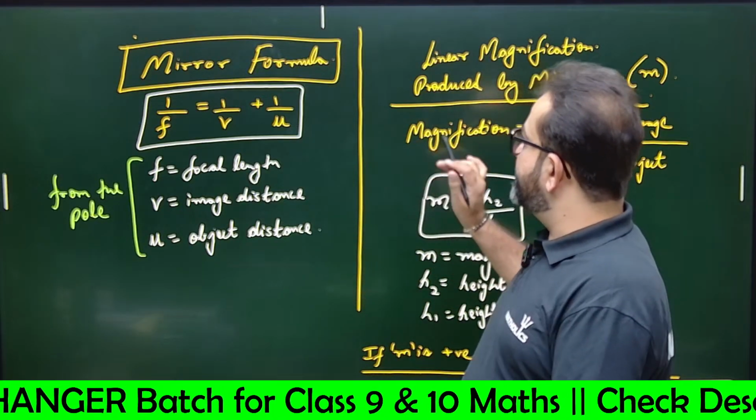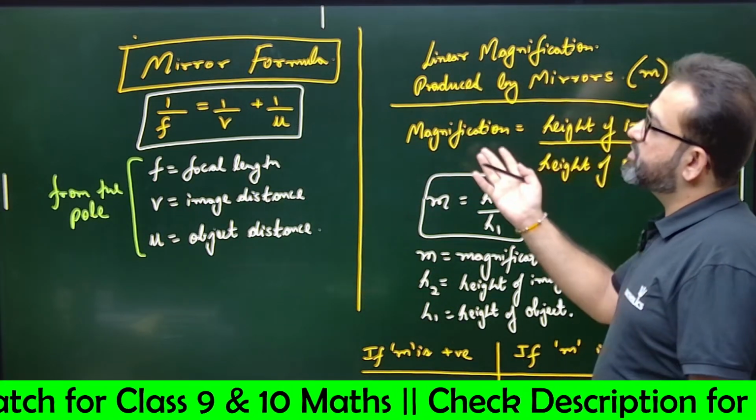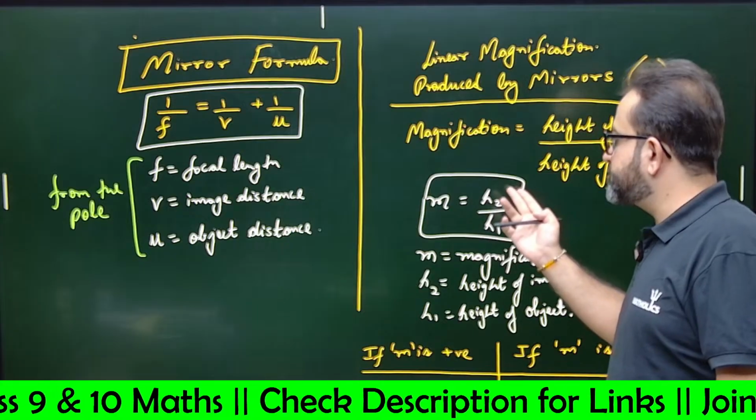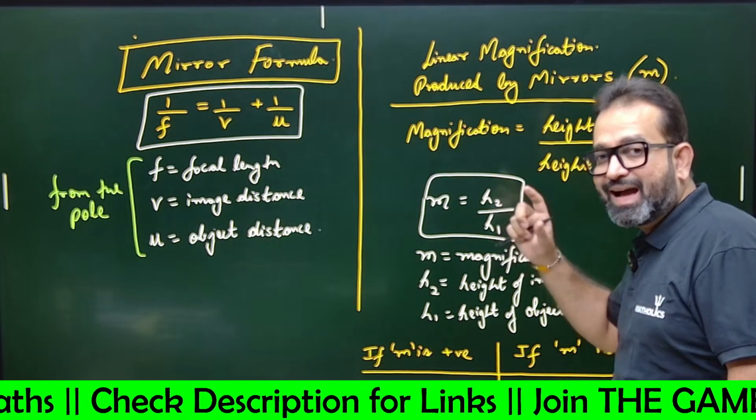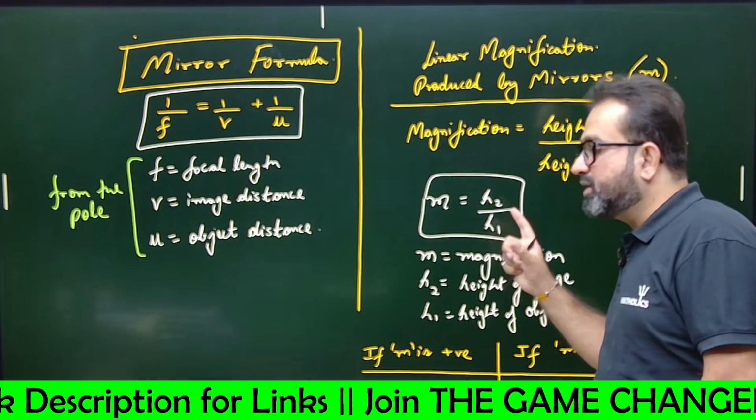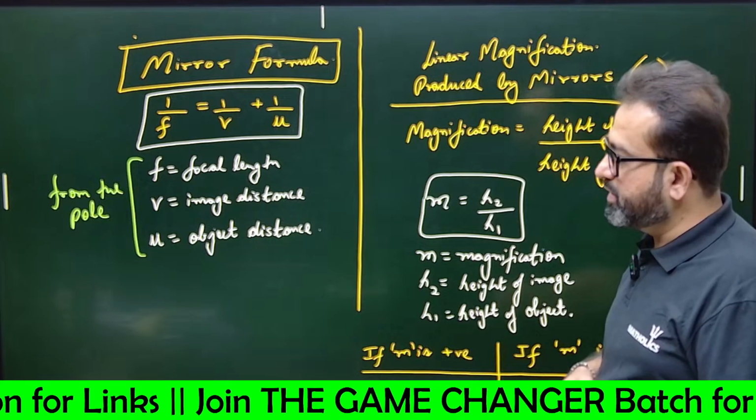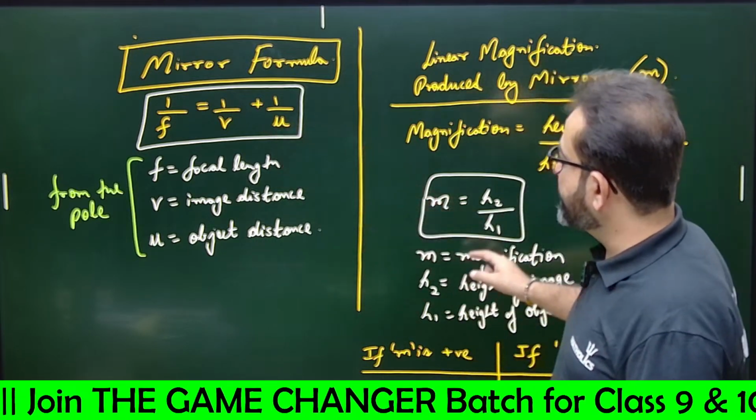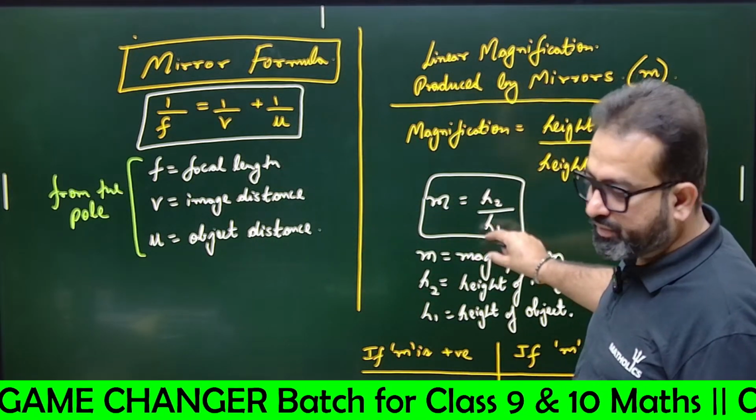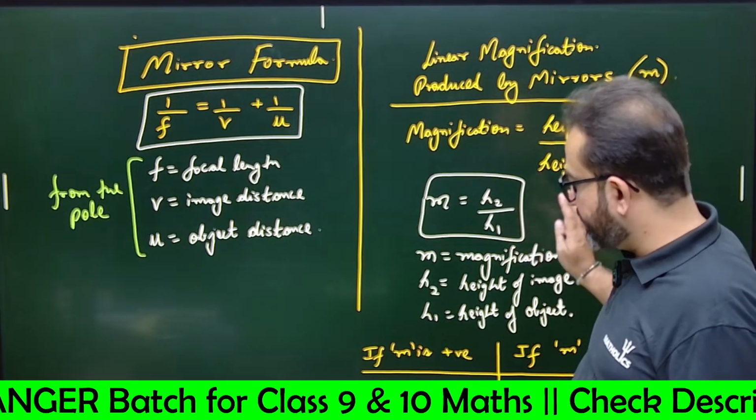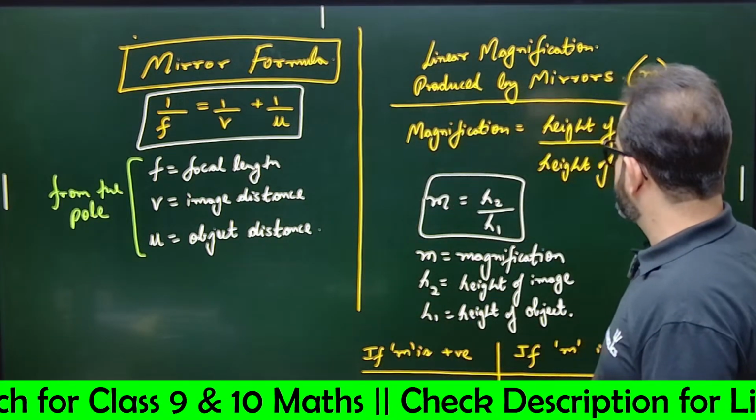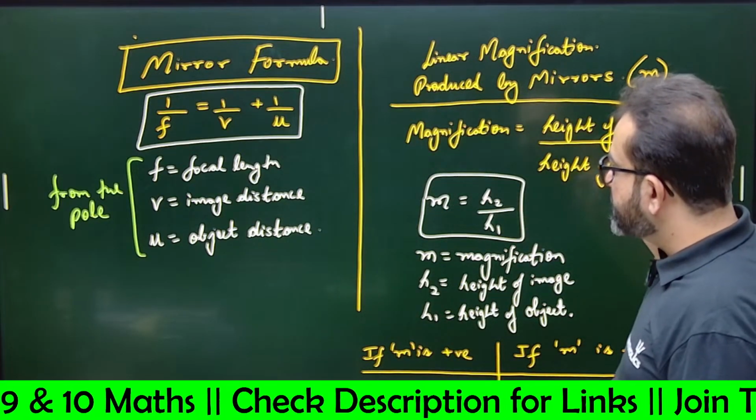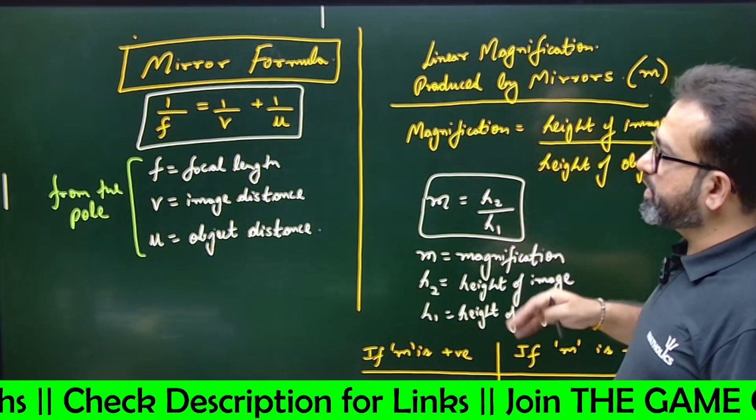Now, one more thing is linear magnification, or just magnification. Magnification m equals h2 upon h1, where h2 is the height of the image and h1 is the height of the object, right? The first formula was the mirror formula. The second formula is this: m = h2/h1, height of image upon height of object. Clear? So that's it for today. Copy these two formulas. We'll be having questions tomorrow.